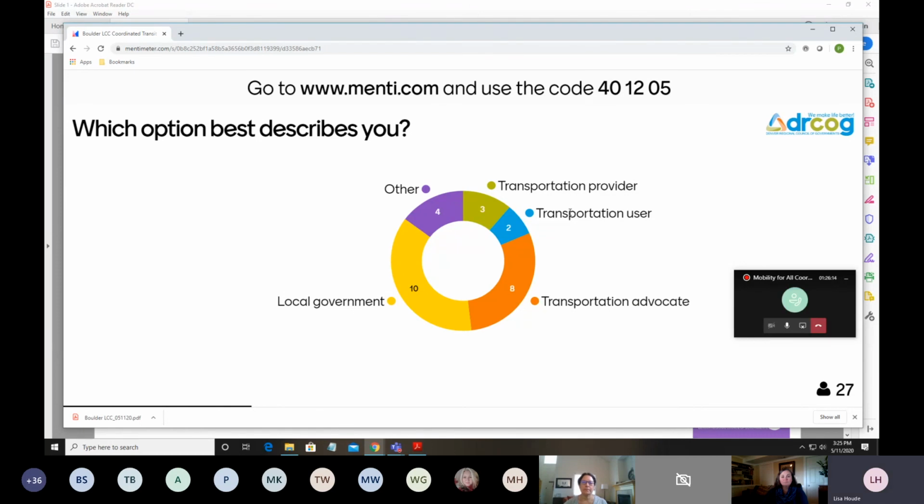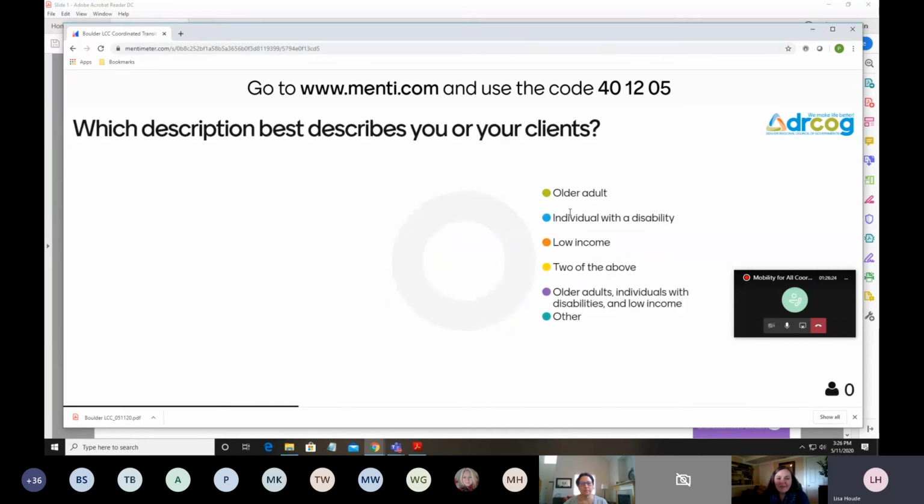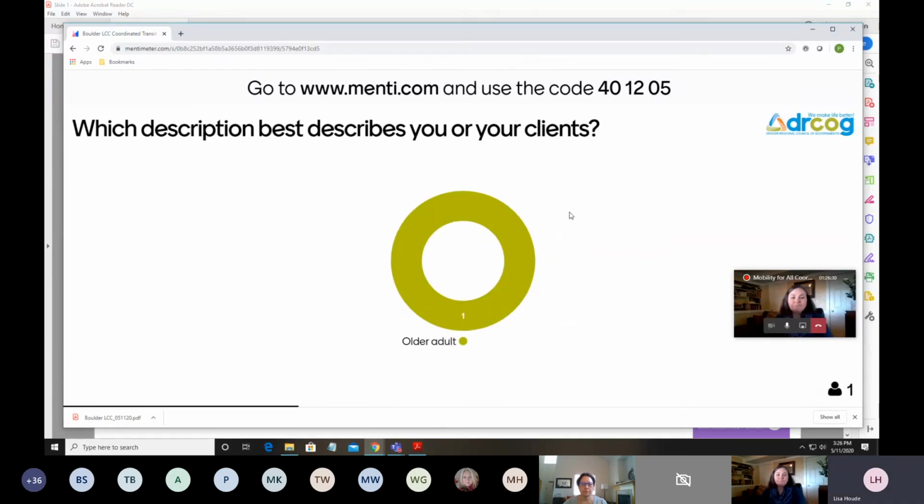All right, looks like we've got majority local government or transportation advocate, but a few of each of the other options as well. And I just want to hop on and remind people that the menti.com and the code is at the top of the slide in case you didn't get a chance to log in. Perfect, thank you, Angel. All right, which description best describes either you or your clients? Older adult, low income, individuals with disabilities, 2 of those, all 3 of those, or other?